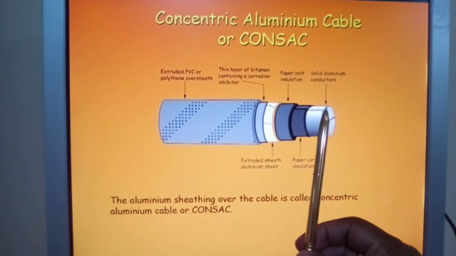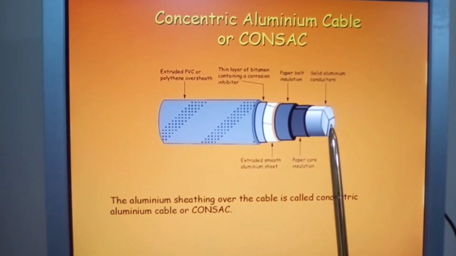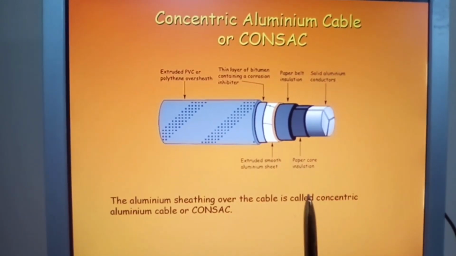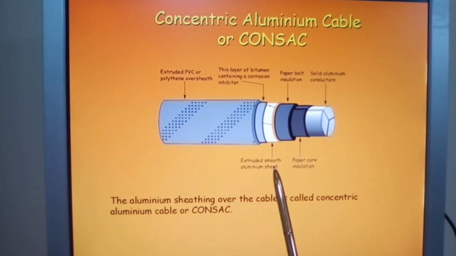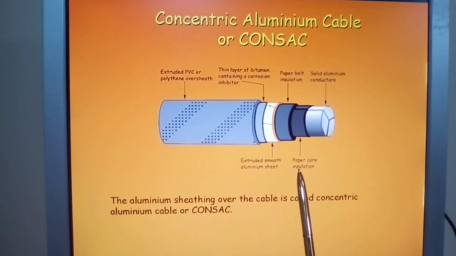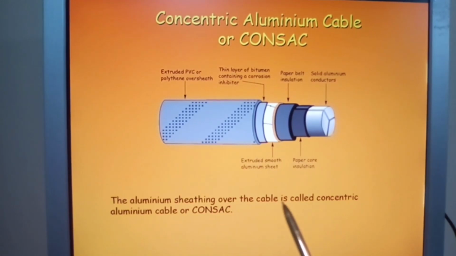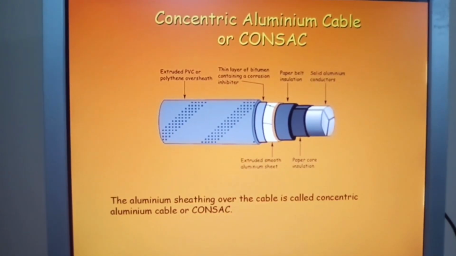They're not stranded, because if you try to strand aluminium conductors, they break quite easily, and you can only go down to a given thickness for an aluminium conductor. Extruded smooth aluminium sheath and paper core insulation, okay? The aluminium sheathing over the cable is called concentric aluminium cable or CONSAC, okay?